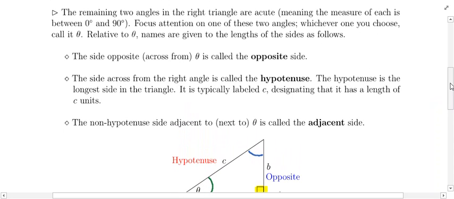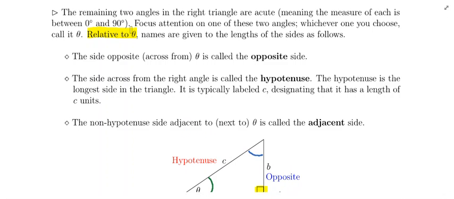If you go up, it says relative to theta, and that is important. Relative to theta, names are given to the lengths of the sides as follows. The side opposite, which means across from theta, is called the opposite side. The side across from the right angle is called the hypotenuse. The hypotenuse is the longest side in the triangle. It is typically labeled C, designating that it has a length of C units. And then the non-hypotenuse side adjacent to, which means next to theta, is called the adjacent side.